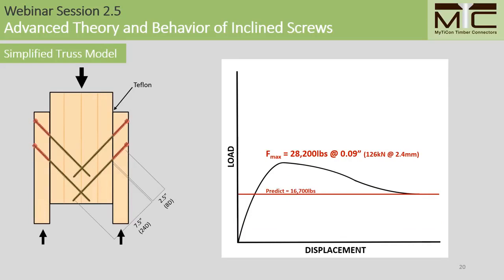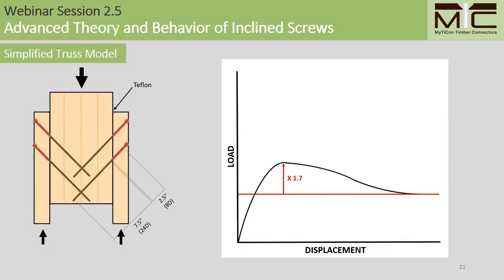the peak connection strength by assuming all connection resistance is a result of axial effects, just as we do in the truss model. When we do this, our prediction is 16,700 pounds, which comes short of the peak resistance of 28,200 pounds. So the tested peak resistance is still 1.7 times greater than what is estimated, so we're estimating at approximately 60%. So at first, it would seem as though the simplified truss model is leaving a lot of connection strength on the table, so to speak.